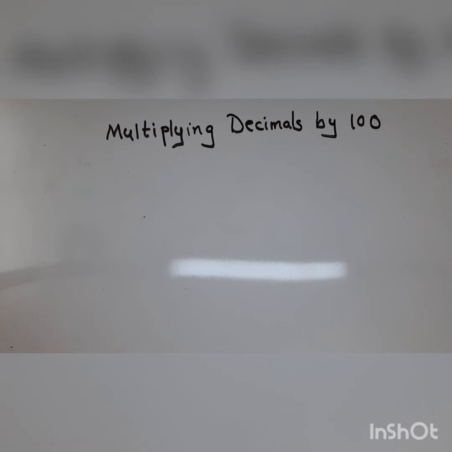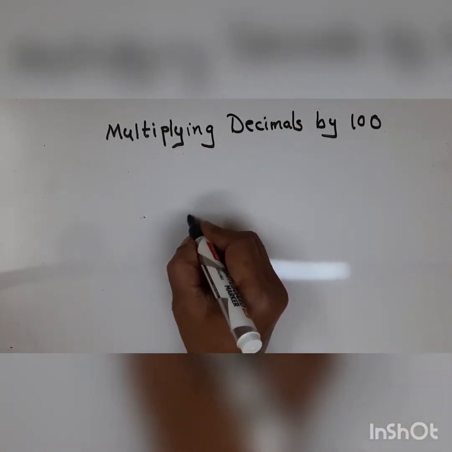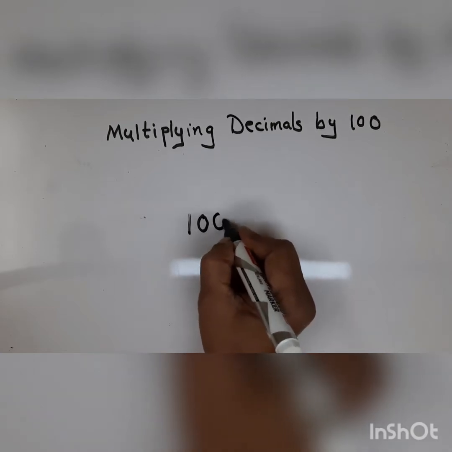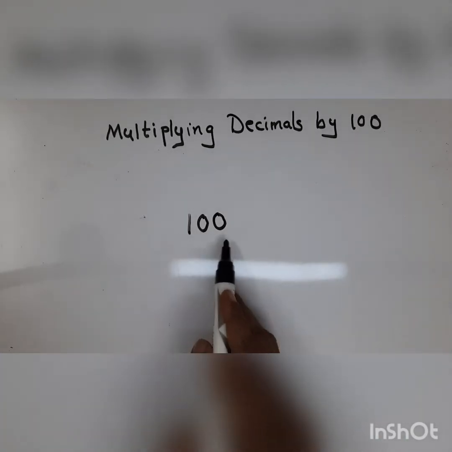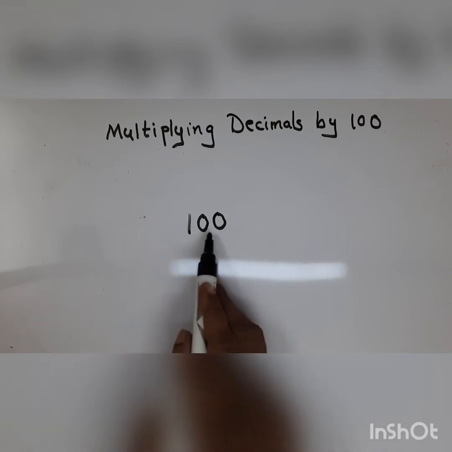Yes, when we multiply by 100, children, we shift the decimal point to as many places to the right as there are zeros after 1 in 100. What do I mean by this? This is my 100, correct? So what did I say? When you are multiplying by 100, what do I do?